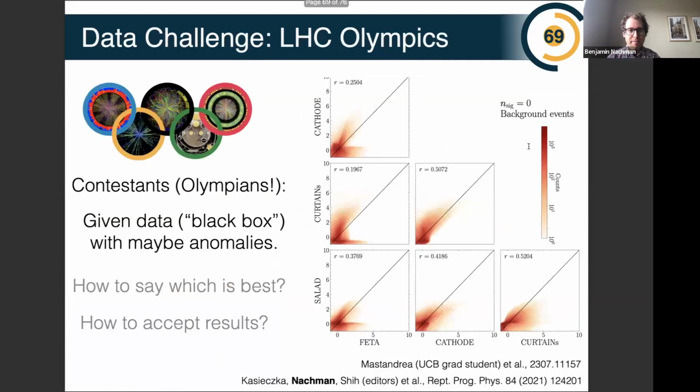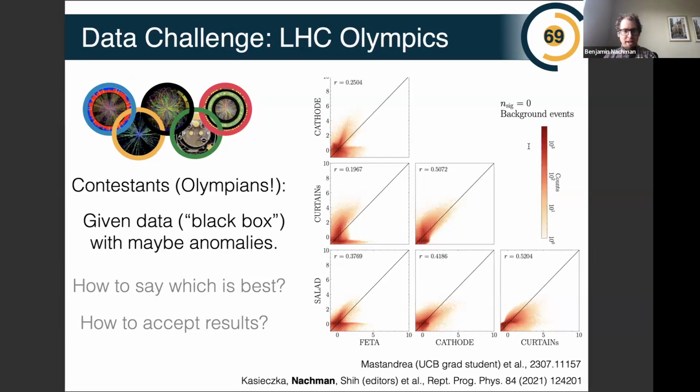Okay. And the last thing I'll say is that, just to come back for a second to collider physics, we had this really fun data challenge a few years ago that we called the LHC Olympics, where we made a bunch of data sets and called them black boxes, and we injected some anomalies into them, and we said, go find the anomalies. It was really interesting because it's hard to say what method is best, and how to best ingest the results. But anyway, we had a bunch of different methods that were proposed.